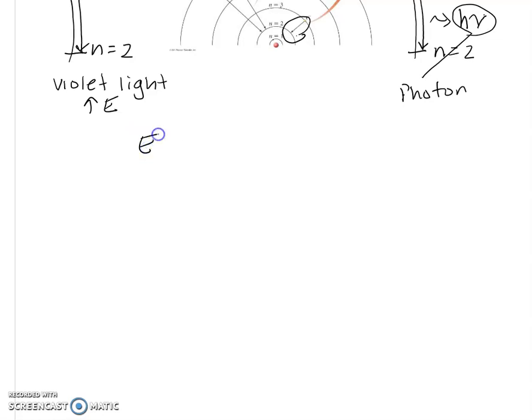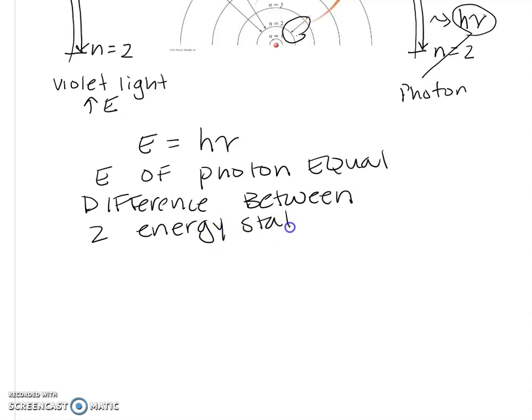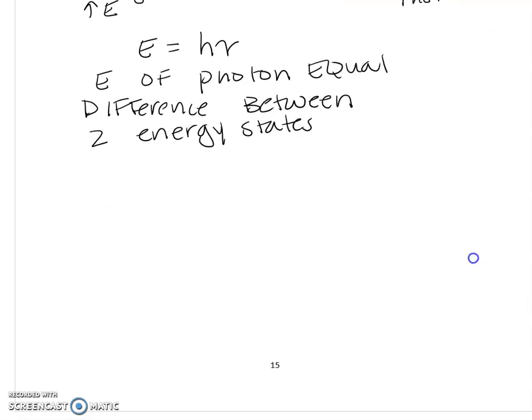Okay. So here, let's write this. Our E, energy, equals Planck's constant times nu. This is the energy of our photon, and it equals the difference between two energy states. All right, so let's go ahead and look at an example.